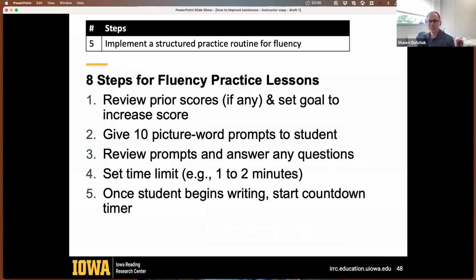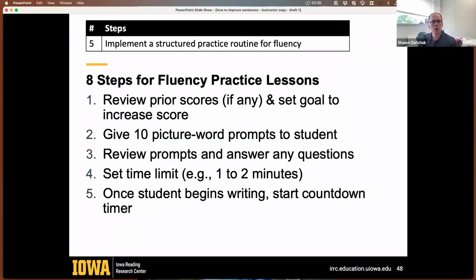So let's jump back into what that would mean for fluency practice. Well, at the beginning, you would review prior scores, if any. Let's say on yesterday's scores, the high score was 15 correct writing sequences. So you would go, okay, 15, let's try to beat that today. And then you would give students 10 picture word prompts.